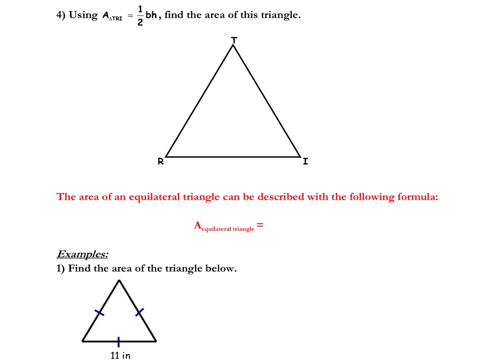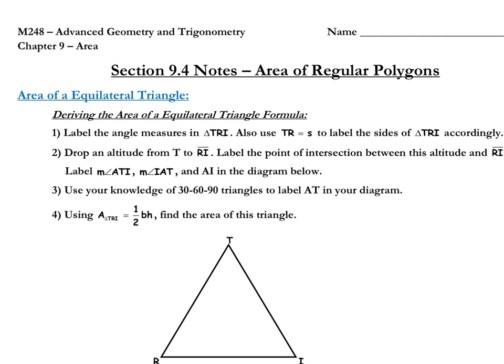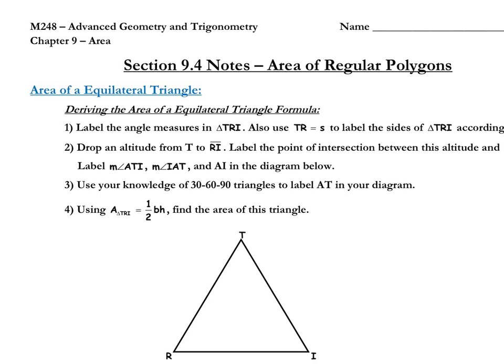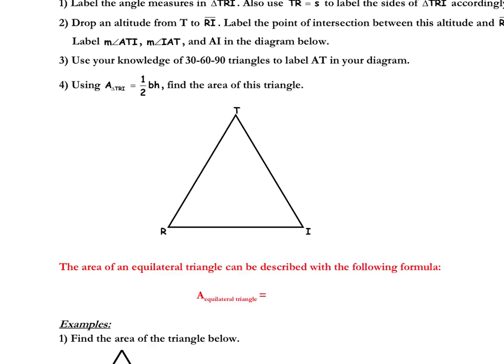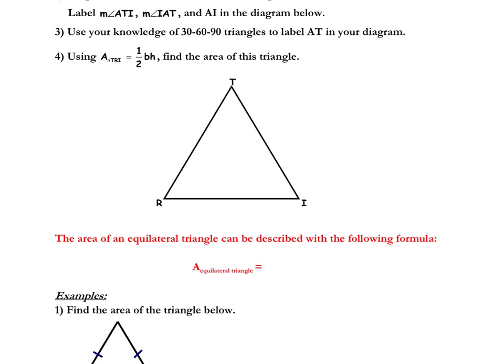So today we're going to be learning about the area of regular polygons, so that includes equilateral triangles and then regular polygons. So first let's start with an equilateral triangle. Remember that in an equilateral triangle all sides are congruent and all angles are congruent, and all angles equal 60 degrees.